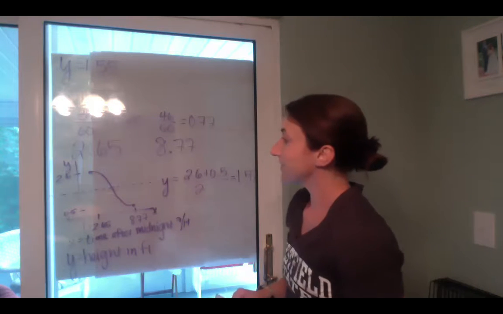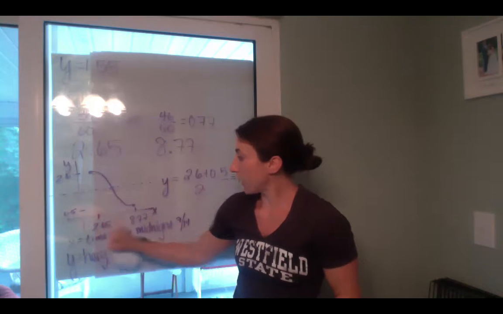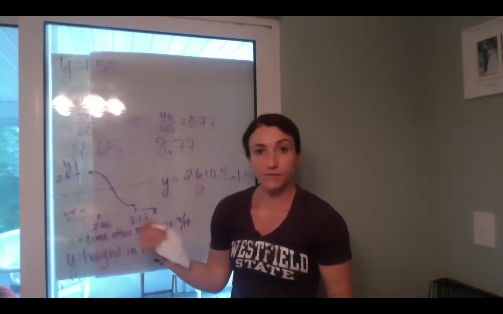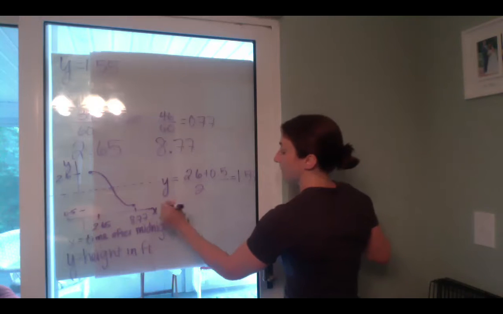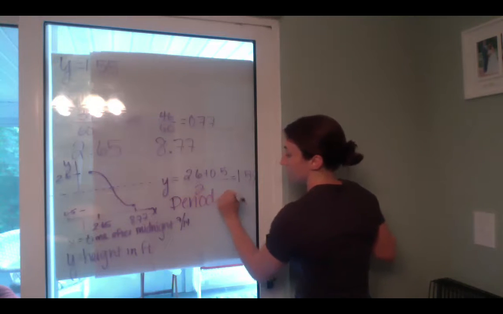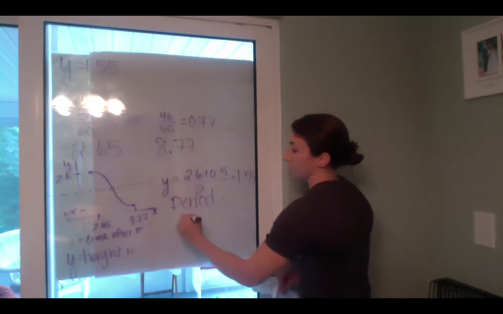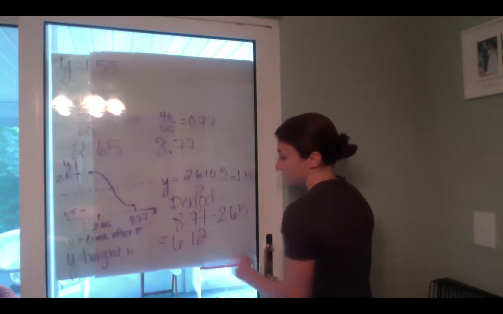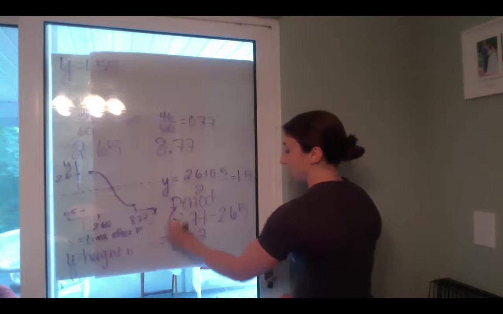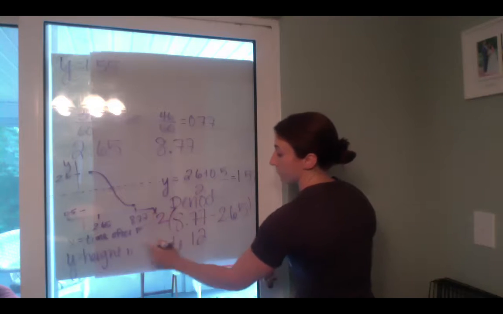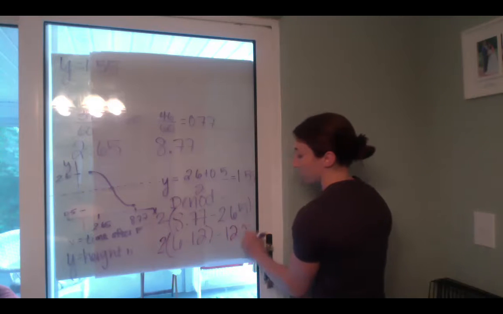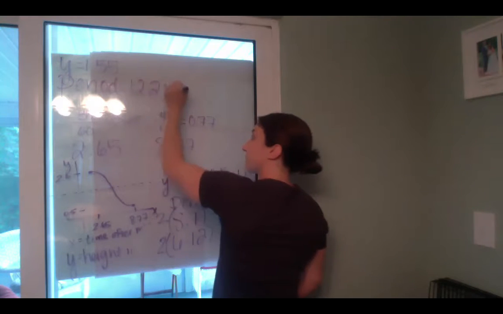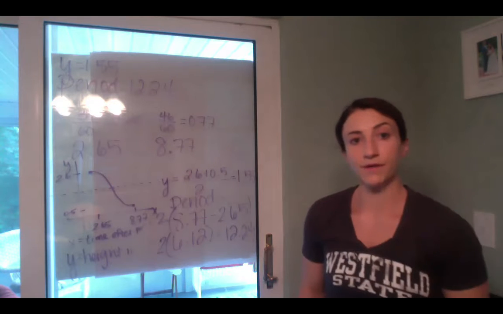Now the next thing I'm going to do is take a look at what this period is. So I can subtract 8.77 and 2.65, and that's half of a period. So then if I double it, that would be a whole period. So we have our period, that's 8.77 minus 2.65. So that gives me 6.12. And so the full period is multiplied by 2. So if I take this 6.12 and I multiply it by 2, I get 12.24. So our period is 12.24. Another important piece of information I'm going to write down here.